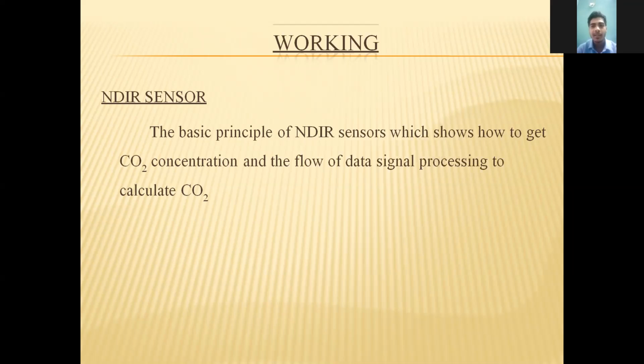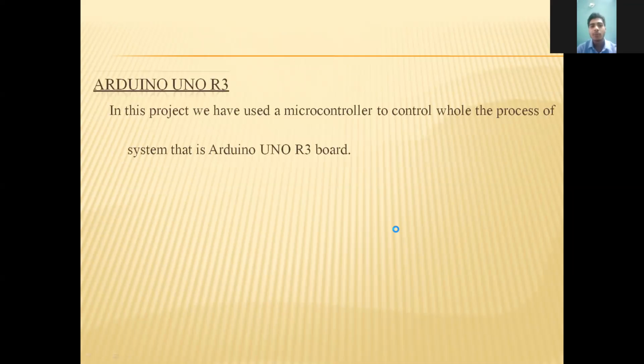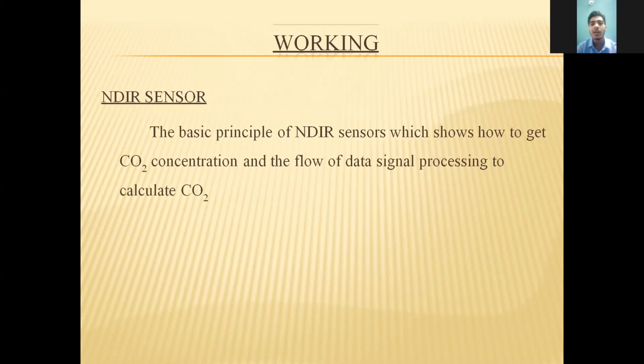In parallel, there is another chamber which consists of nitrogen gas. When the waves travel toward the detector, the absorption of waves takes place by the CO2 gas which is present between them. The other detector does not absorb them, because the wavelength of this light is 4.26 micrometers. The carbon dioxide gas absorbs only those wavelengths. The other wavelengths are not absorbed.